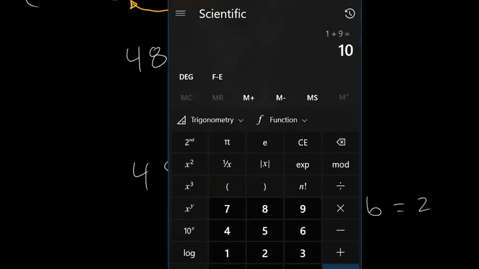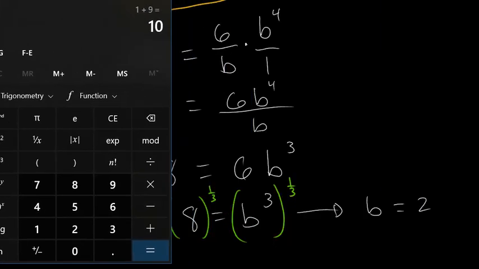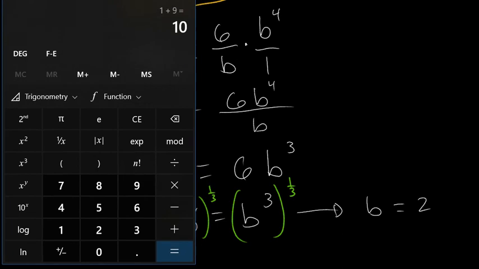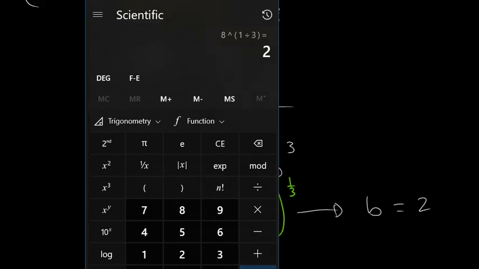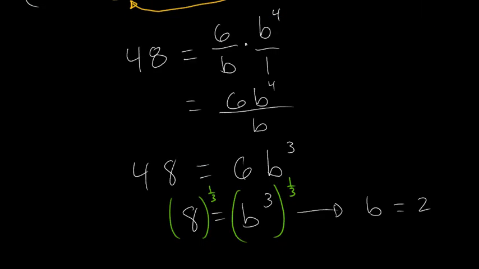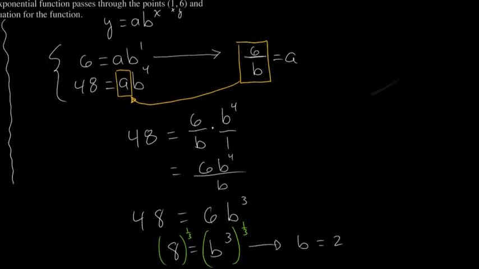In fact, let me try this with this scientific calculator just to see if that works. I'm going to take 8, and raise that to the power of, open parentheses, 1 divided by 3, close parentheses, and I press equals. Yeah, 8 to the 1/3 power is the number 2. All right, so we know what b is. b is 2. Then the question is, well, what's a?